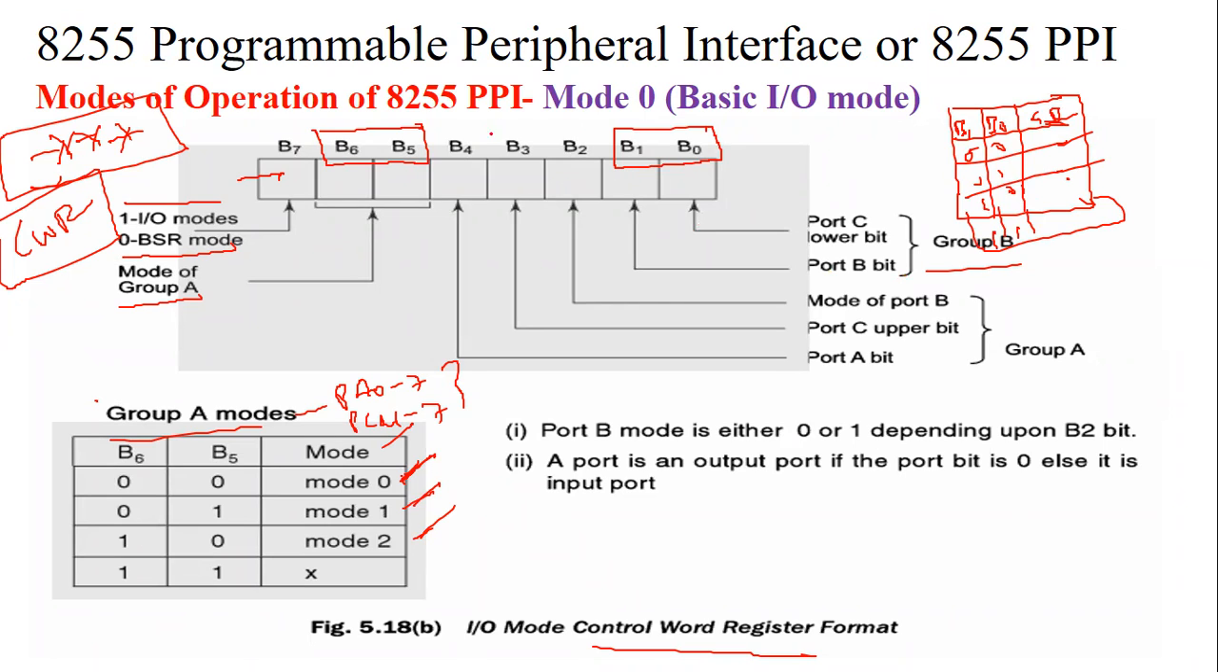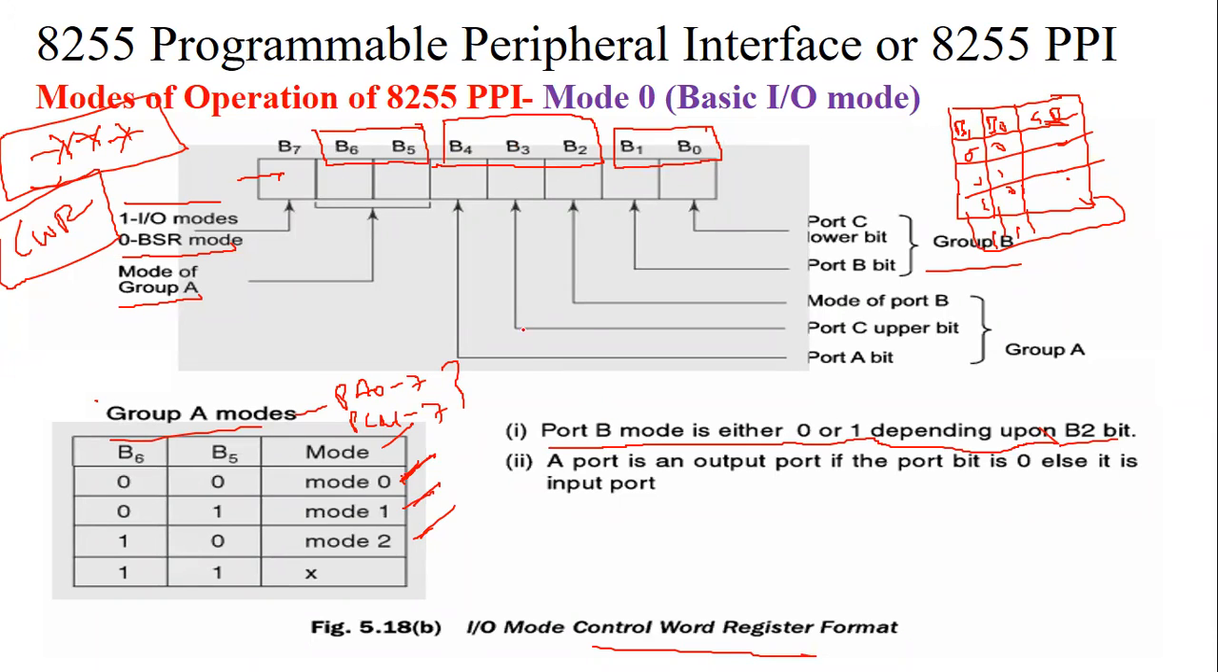What about the remaining 3 pins, B2, B3, B4? Now see this B2. This B2 may select either port B mode, 0 or 1, depending upon the B2 bit. So whether the B2 bit is 0 or 1 will indicate the port B mode.